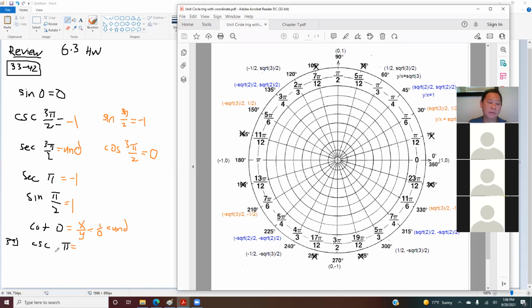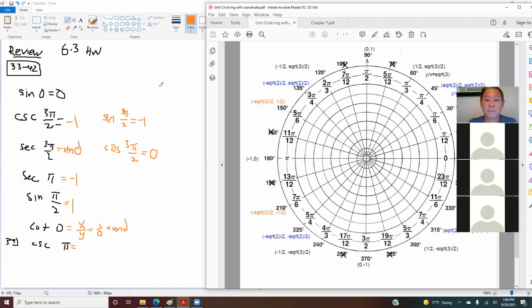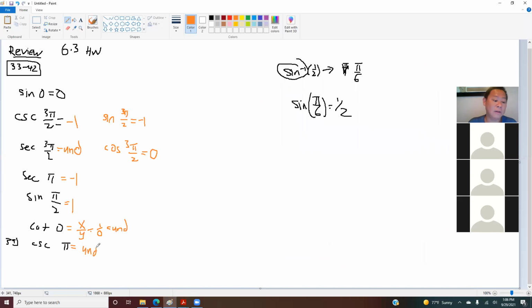Cosecant pi. Would it be undefined? Yep, because cosecant is based on sine, so sine is 0. So when you do cosecant, when you flip it, the 0 is in the denominator, so this will be undefined also. Yep, that is correct.